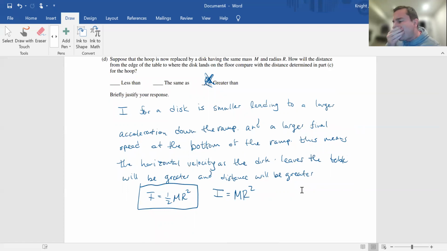It essentially boils down to the fact that because the disc has a smaller moment of inertia, it's easier to make it start rolling. And because it starts rolling faster, it's faster when it reaches the bottom, because it's easier to cause that acceleration to happen. And we just get something that's moving quicker, right? If it has more acceleration, its final speed is going to be greater. If its final speed is going to be greater, it's going to go farther when it leaves the table. And there is question number 3.